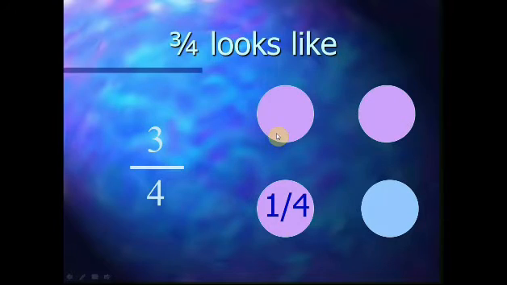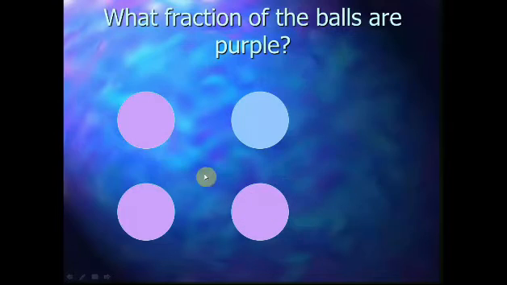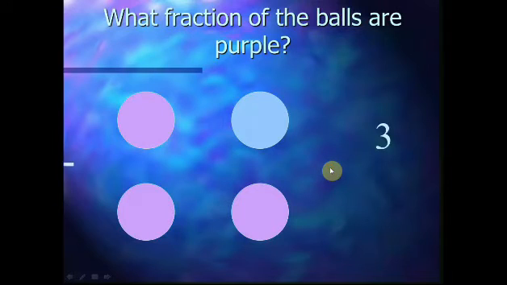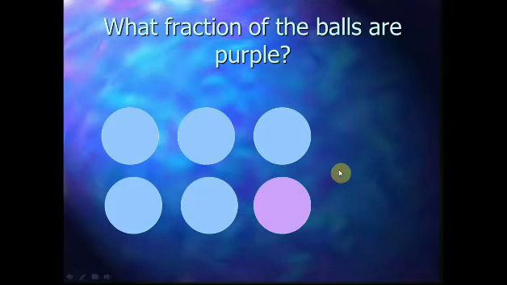This is a quarter and this also a quarter and this also a quarter. It will be 3 quarters. 1, 2, 3 over 4: 3 fourths or 3 quarters. 1, 2, 3, 4 and 1 shaded. It will be 1/4 or 1 quarter.